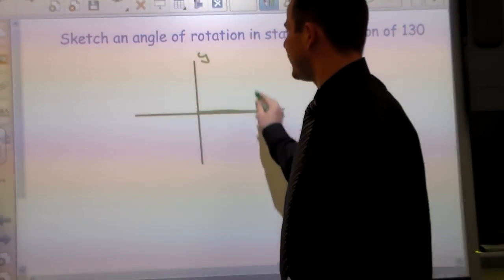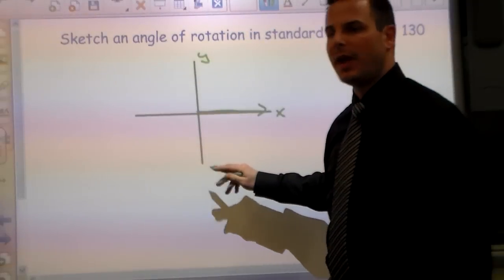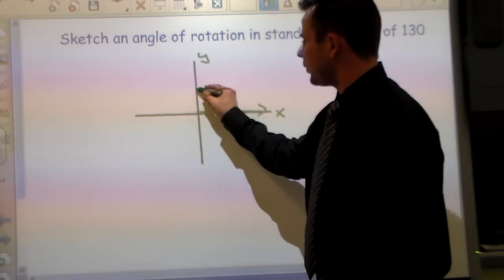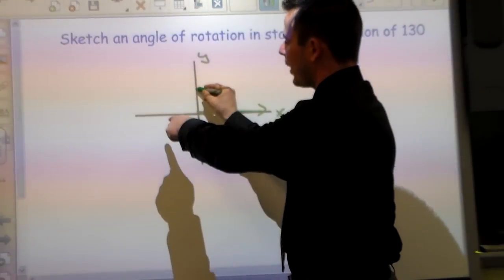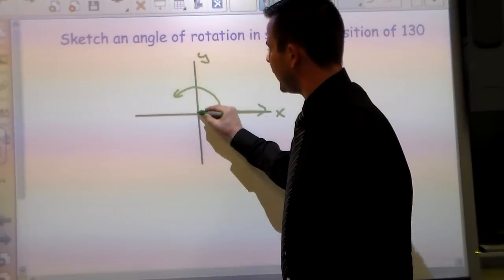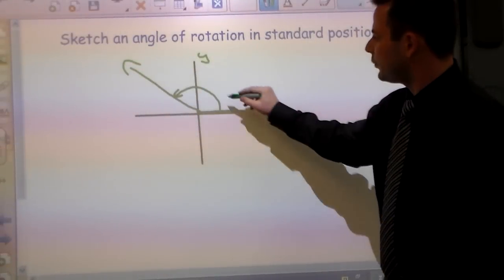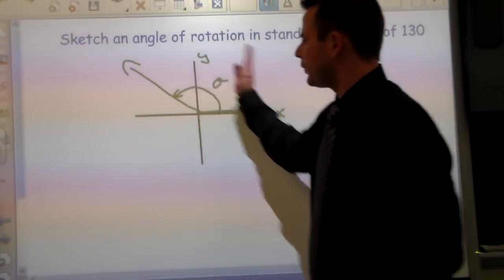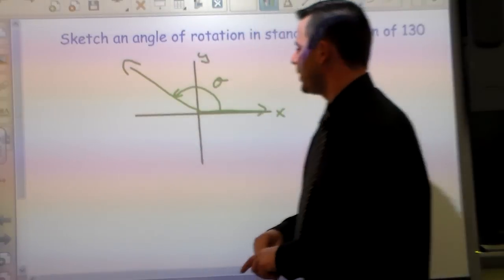And the way to remember this is that each quadrant is 90 degrees. Now you're just trying to get it in the correct quadrant. So if I rotate until here, that's 90. If I continue all the way around, that's 180. So it's going to be somewhere between there. That's just about an angle of rotation of 130 degrees. It's close enough. It just has to be in the second quadrant pretty much.